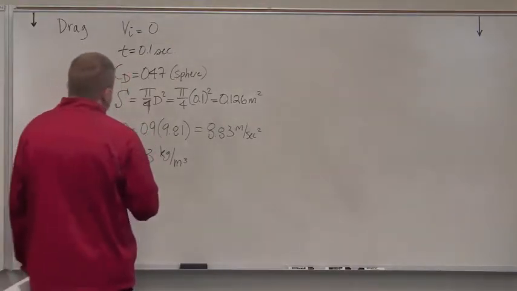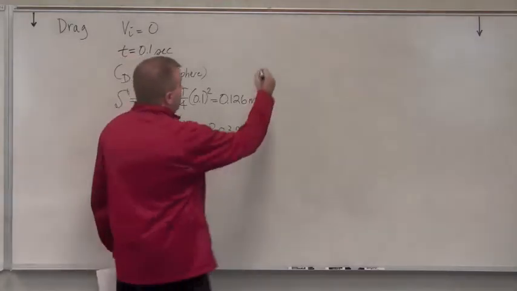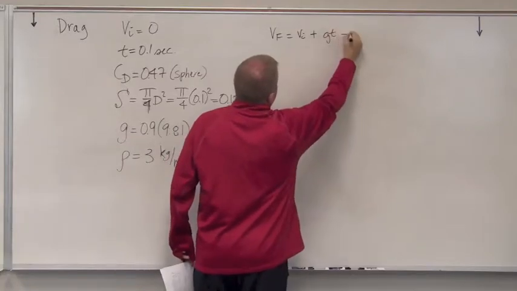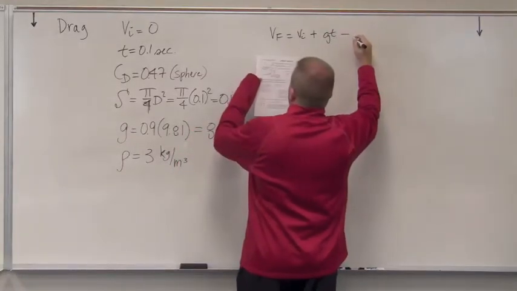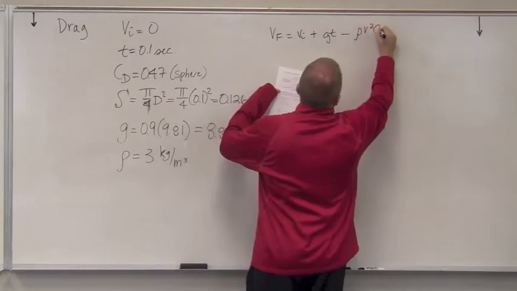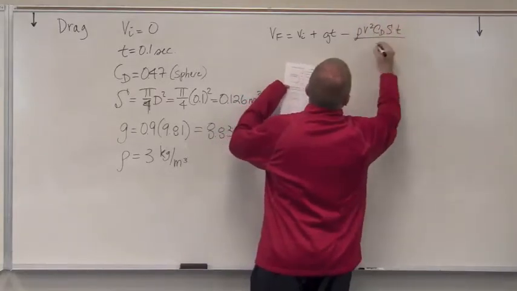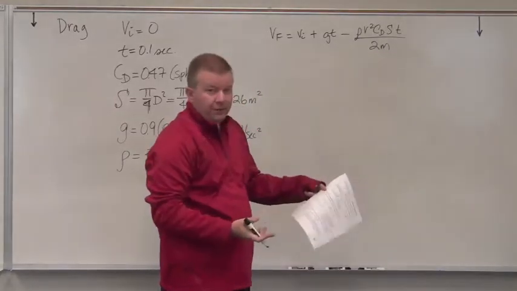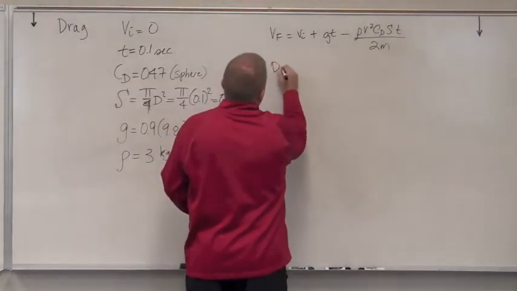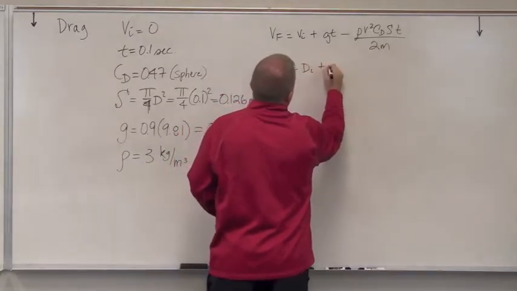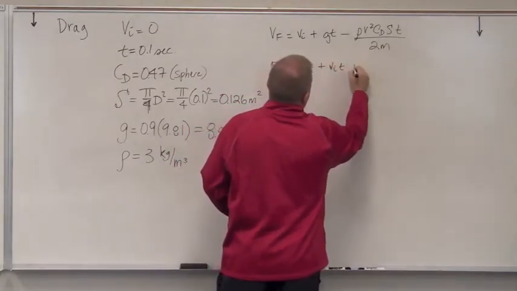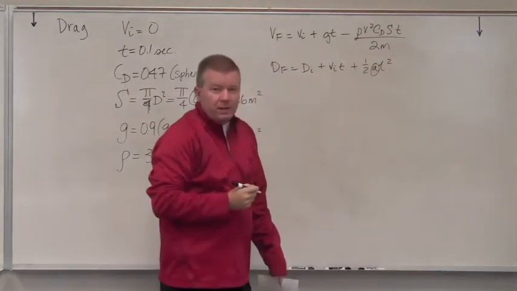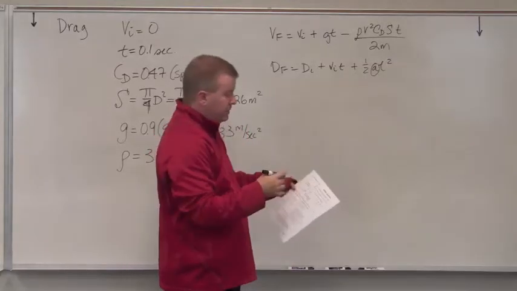So that was kind of it. I used those two equations. V_F equals V_I plus g t minus rho v squared C_D S_T divided by 2m. I just followed exactly what was written on here. The other one is d_F equals d_I plus v_I t plus 1/2 a t squared. And I just solved for v, or plugged in the a stuff that we found from this equation.